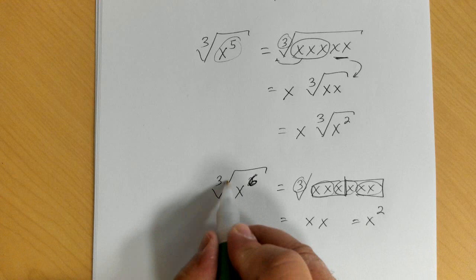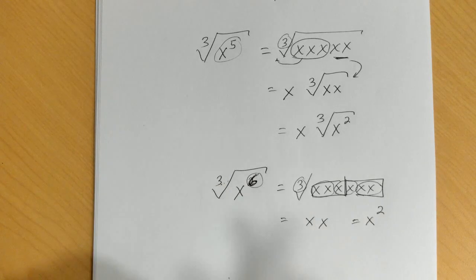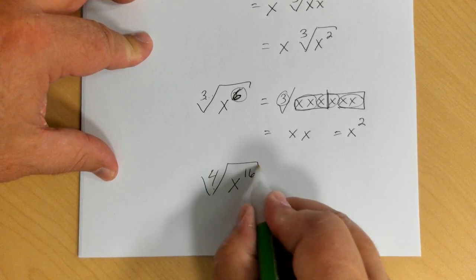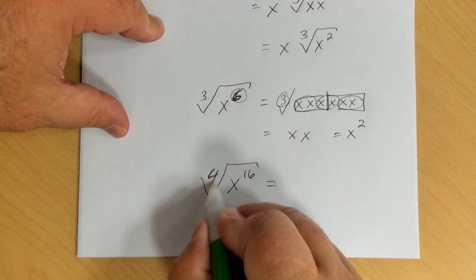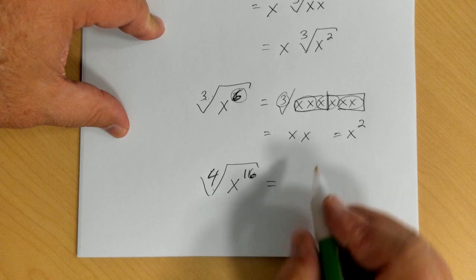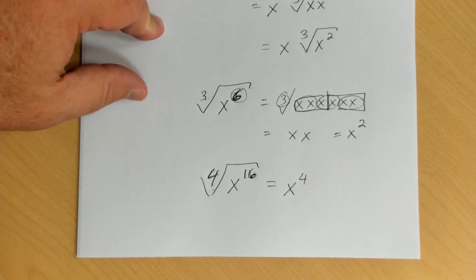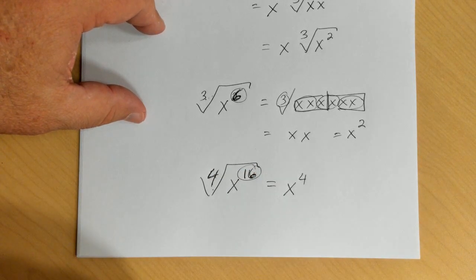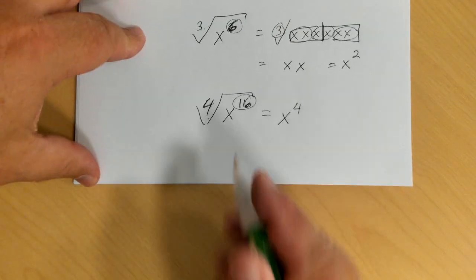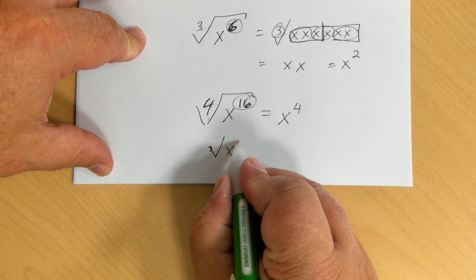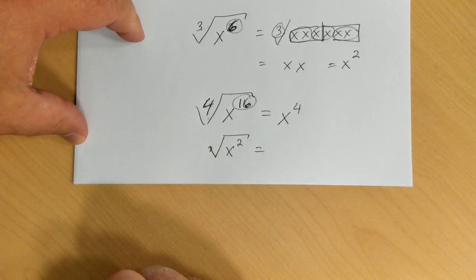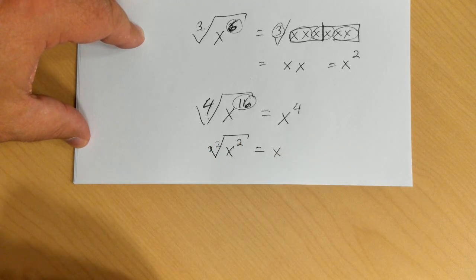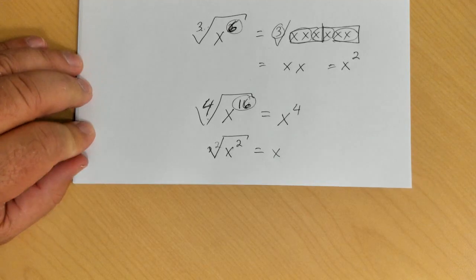So basically, all you're really doing here is whatever's inside here, divide it by that. So I had the 4th root of x to the 16th. What is 16 divided by 4? Whatever's inside here divided by this. 2 divided by 2 is? 1. There you have it. That's as hard as it gets.